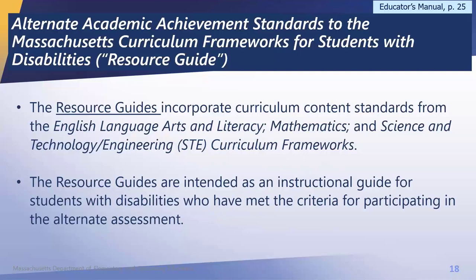I used to give this document to my general ed colleagues, because you always have those low students and sometimes you just don't know how to get them. How do you access some of these skills? So the resource guide incorporates the content standards from ELA, math, and science. And this will help you, number one, for the alternate assessment. You're going to use this as a guide.